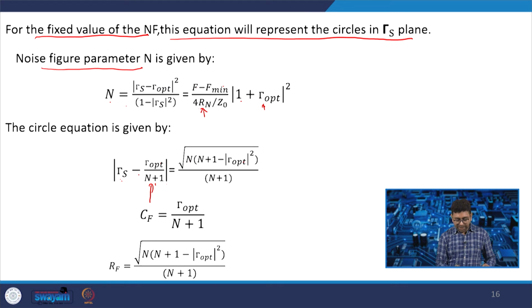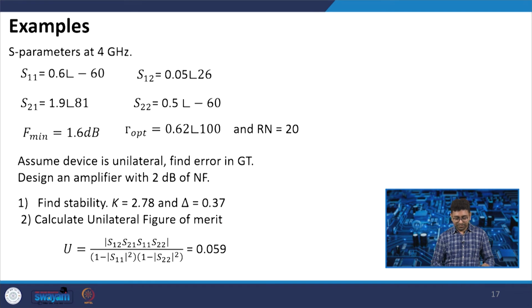So, gamma s minus gamma opt by N plus 1, then you can get the square root of N plus 1 minus gamma opt square by N plus 1. This is the center of the circle and this is the radius of the circle. If you choose the value of gamma s equal to gamma opt, then you will get the minimum noise figure, but you need to choose a gamma s which is equal to gamma opt. So, let us try to solve one problem so that we can understand the noise circles.